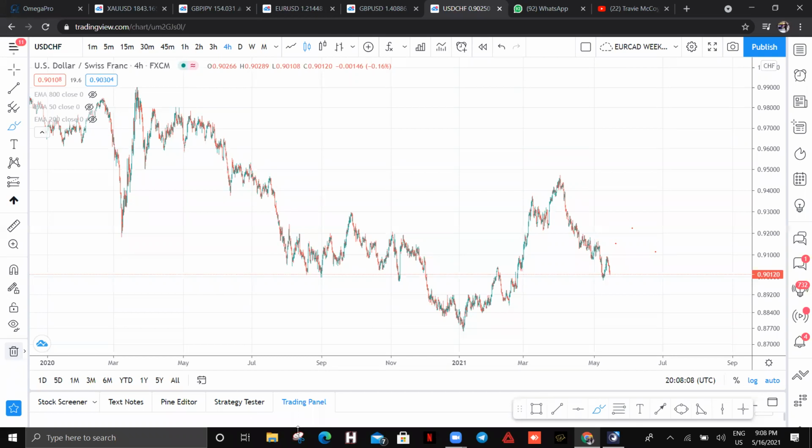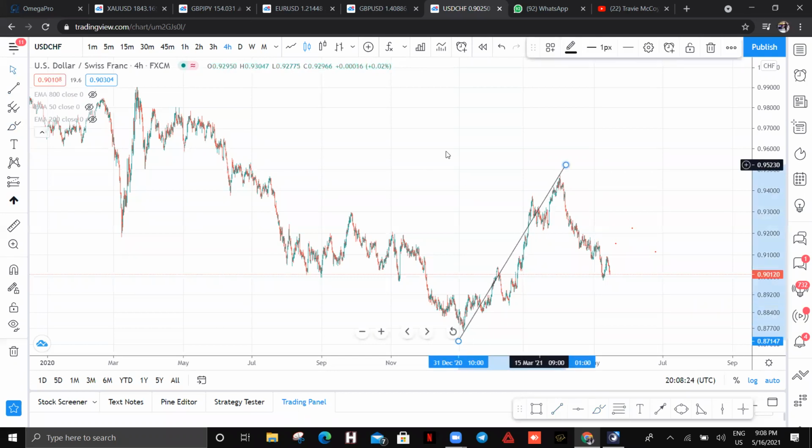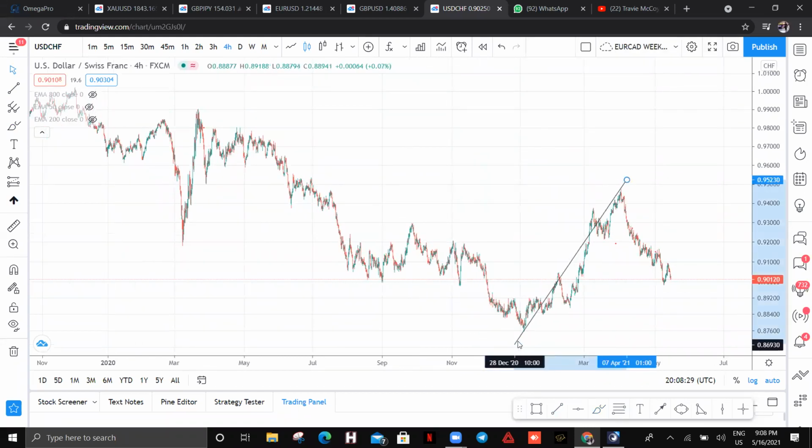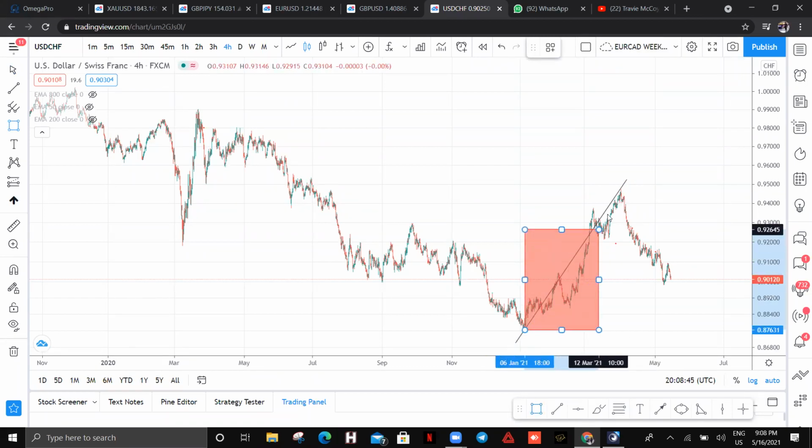So now we've found our impulse move. Let's get straight to business. I'm going to change my pointer to the arrow and I'll pick my trend line. What am I doing? I'm picking from the low that we found here, this low, all to this high here. And I'll pick the rectangle from here up to this place.